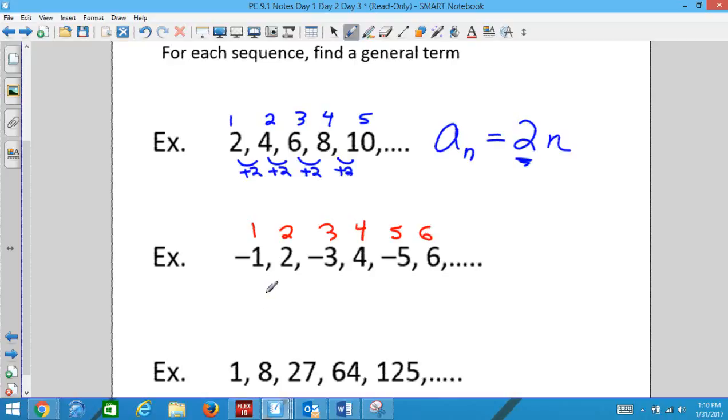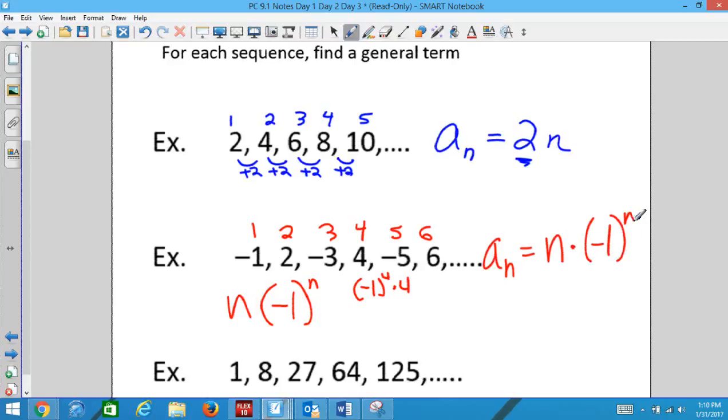Okay, so I'm going to start there. I'm going to say -1 to the n. So if I plug in 4, do I get out 4? Does that work? So there's more to it. That works for the negative and positive. So what do I still need to do? We need to multiply the answer by n. So we've got a sub n equals n multiplied by -1 to the n.